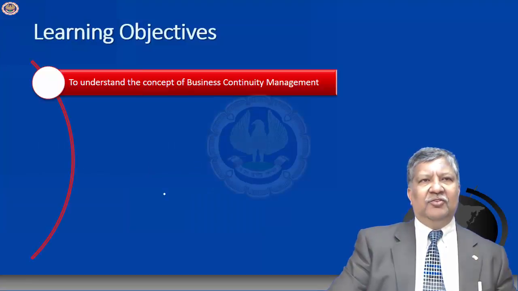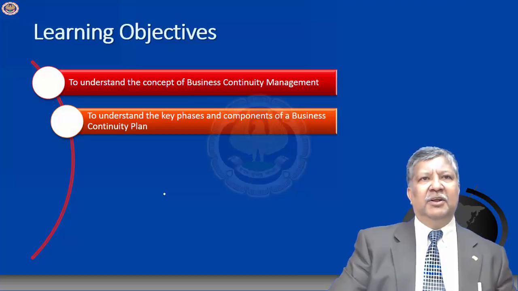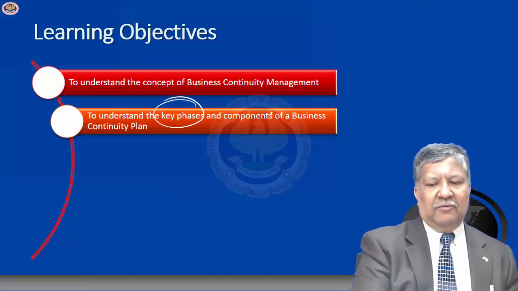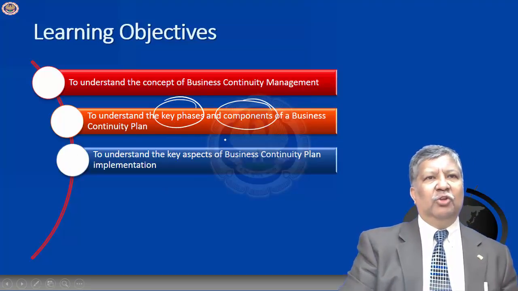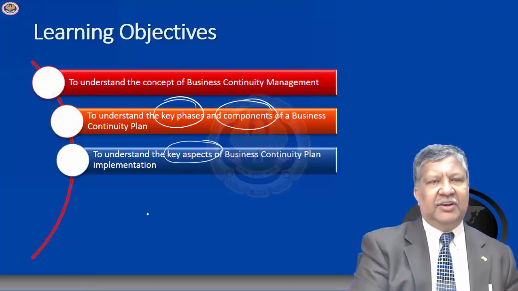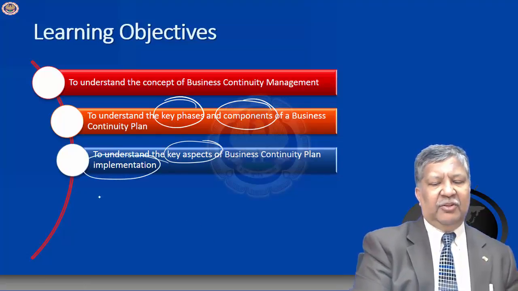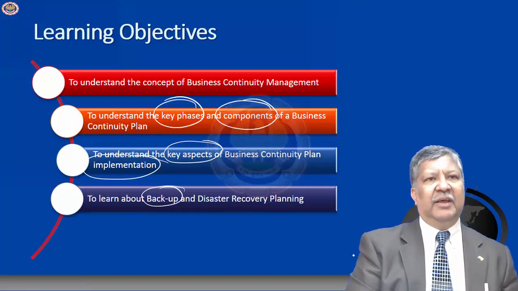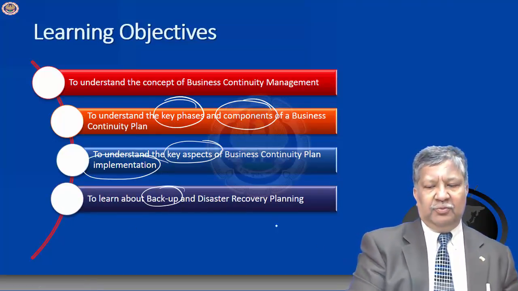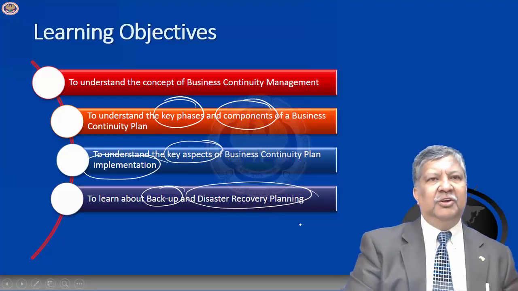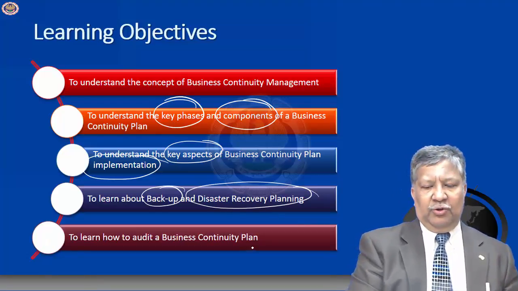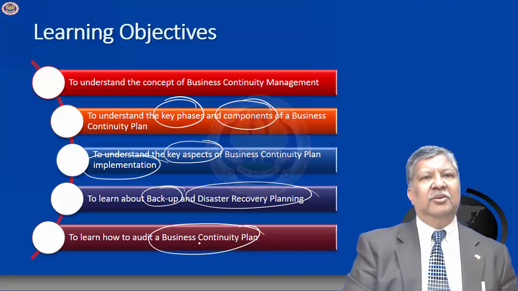Let's look at the learning objectives of this chapter. We want to understand the concepts of business continuity management. We want to understand the key phases and the components of preparing a business continuity plan. We also understand the key aspects of the business continuity plan, specifically in terms of implementation. We discussed in the earlier part the different types of backups, the different types of plans which should be there, and also the procedures which need to be followed for disaster recovery planning. And in this part of the presentation, we are going to discuss how to audit a business continuity plan.